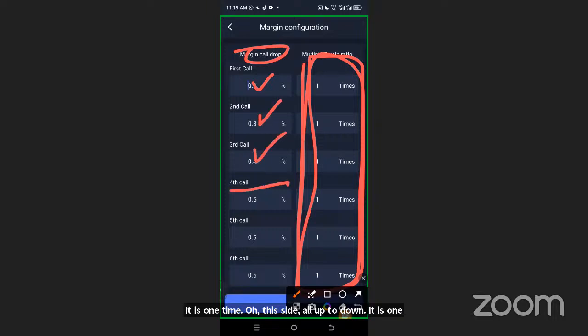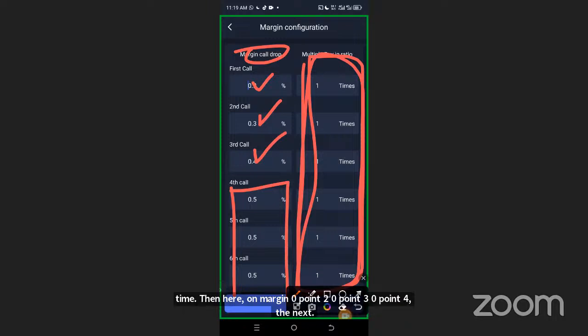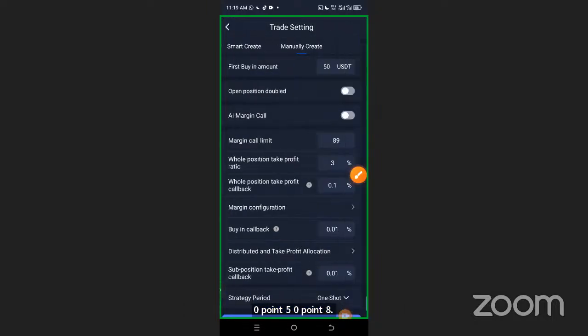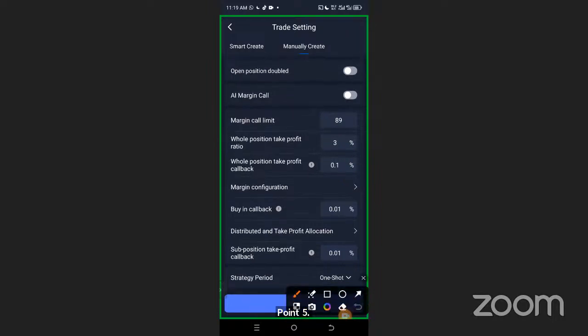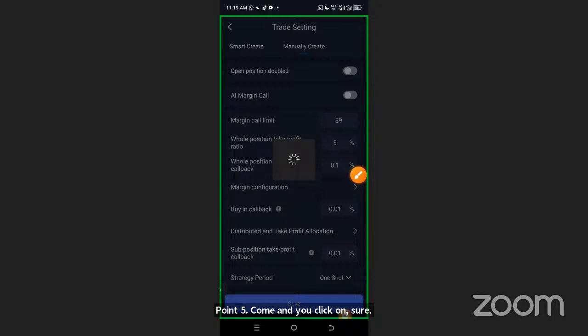The next ones down there are 0.5, 0.5, 0.5, up to the last call, 0.5. Come and click on sure. After clicking on sure, save.